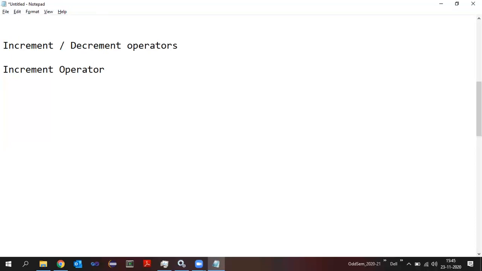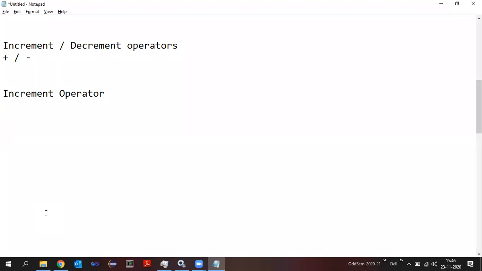Okay, now increment, decrement, what strikes to your mind? Increment means we are adding something, decrement means we are subtracting something, isn't it? Are they similar to addition and subtraction operations? Yes, they are doing addition and subtraction only, but in a different way.